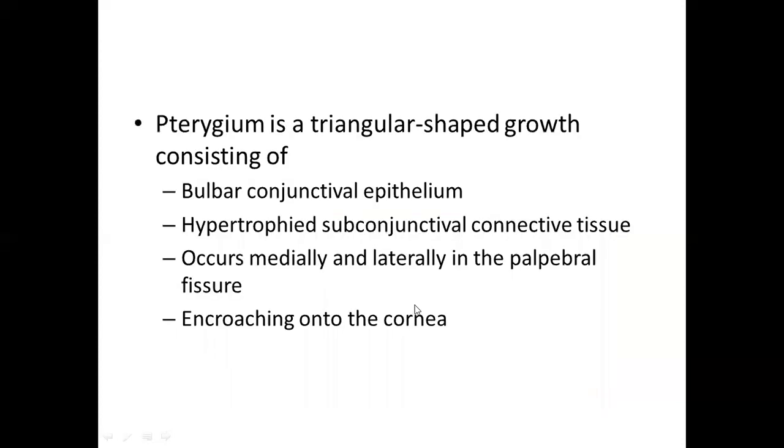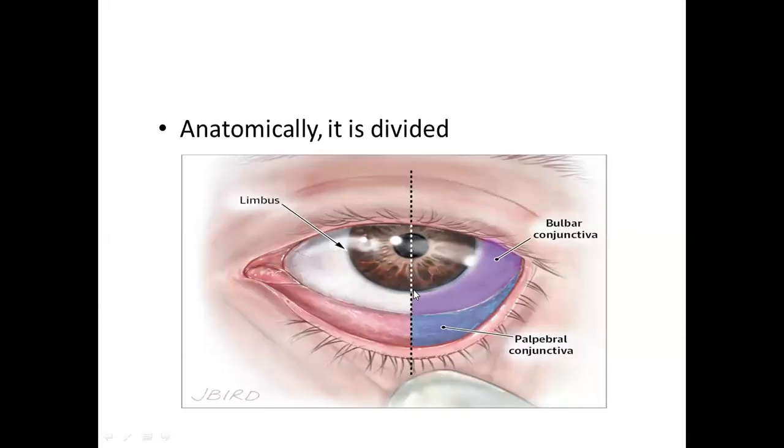Then that purple one is what we call the bulbar conjunctiva. That one is just lining the globe, the eyeball itself. So you can see that demarcation I was talking about, the cornea and the sclera. That junction is the limbus. So it terminates about 1 millimeter before the limbus. That's the bulbar conjunctiva. Then we have another type called the fornical conjunctiva.